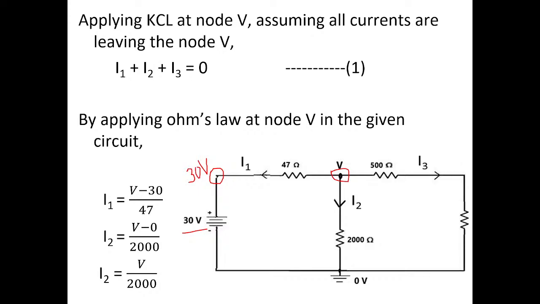Current direction is from what? From V to 30. Here the current direction is this. Therefore, the current direction is from V to 30.